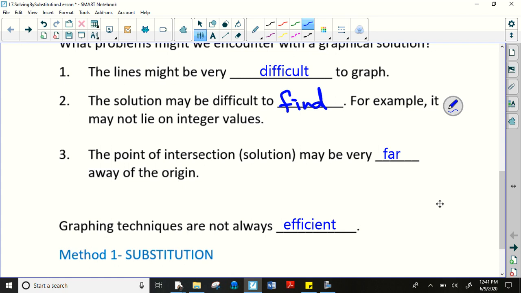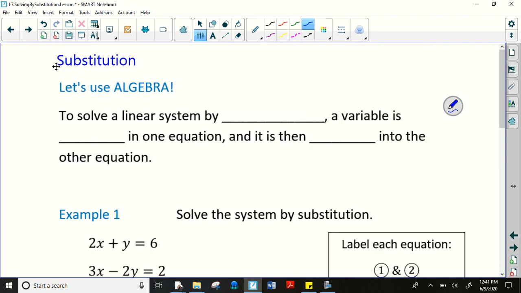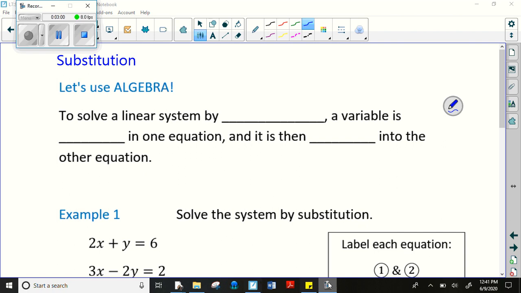Questions on the exam would ask you to solve this linear system or the point of intersection by graphing, solve it by substitution, which is what we're doing today, and solve it by elimination, which is what we're going to do in the next lesson. So this method is called substitution. This one's going to be a long one.